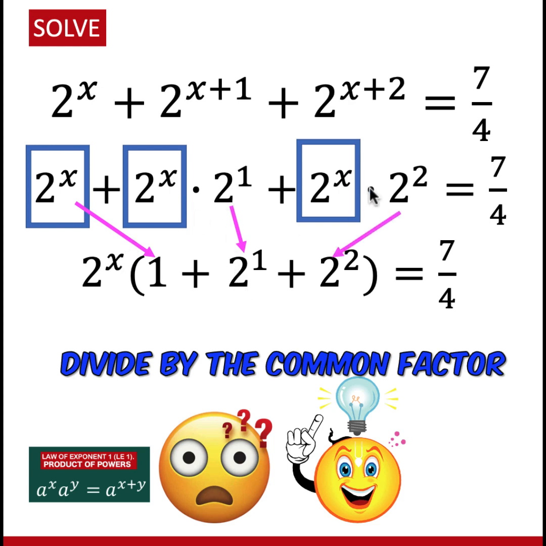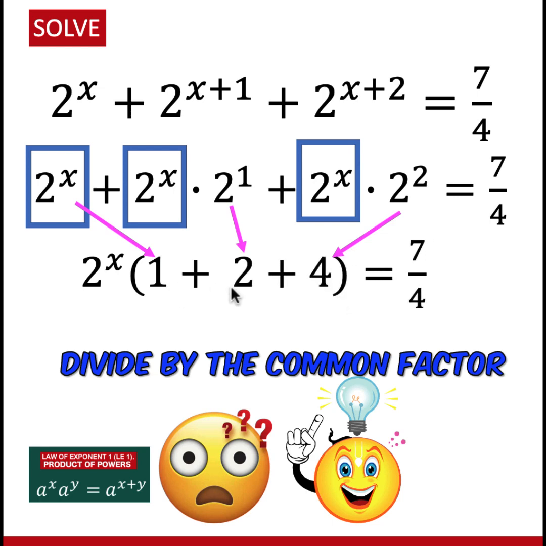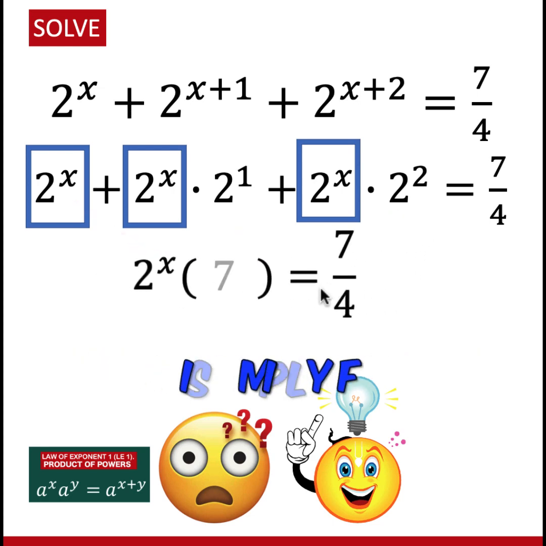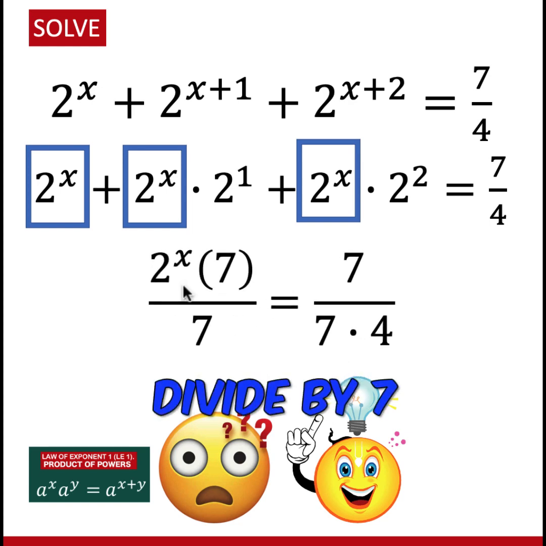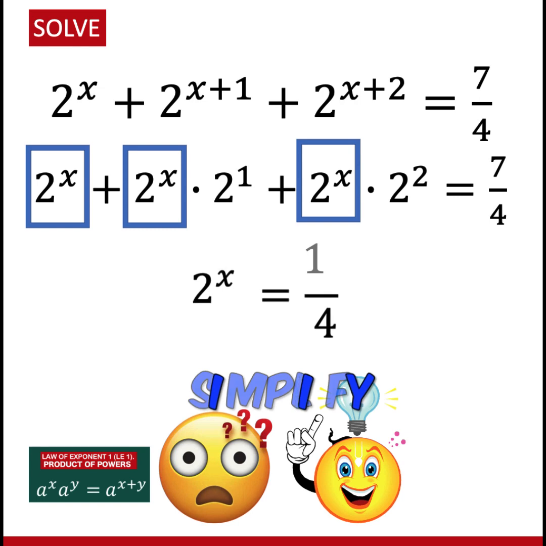And for the third term, this 2 raised to x and 2 raised to x are cancelled out, and what's left is 2 squared. Now 2 squared equals 4, so we can simplify this further this way. And 1 plus 2 plus 4 is equal to 7. And then we can divide both sides of the equation by 7, so what's left would be 2 raised to x at the left and 1/4 at the right side.